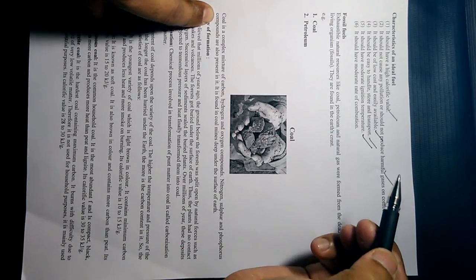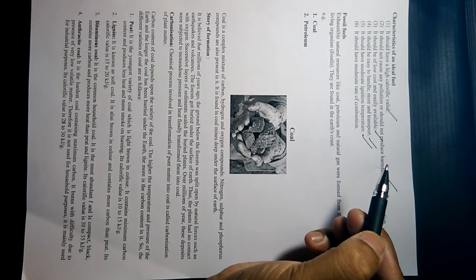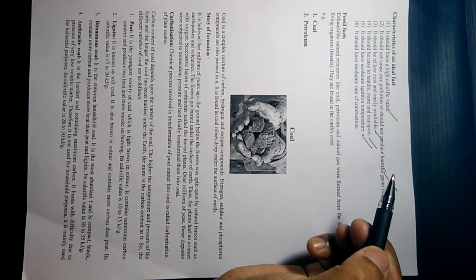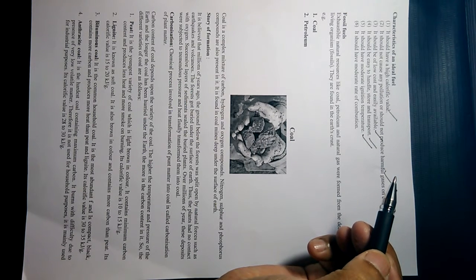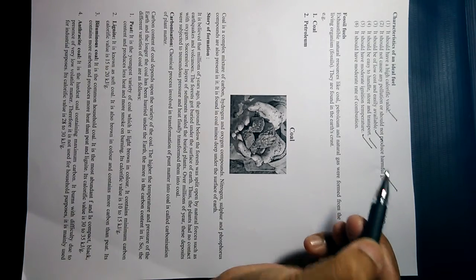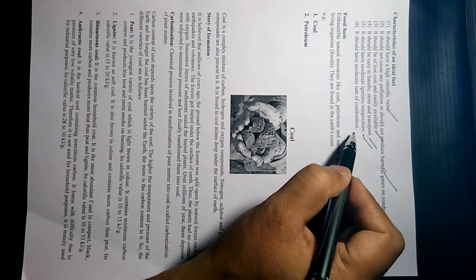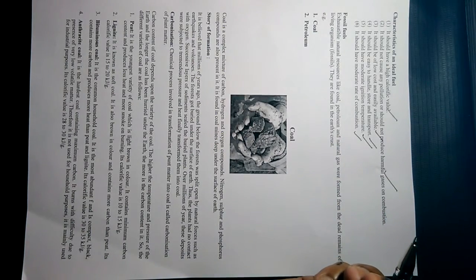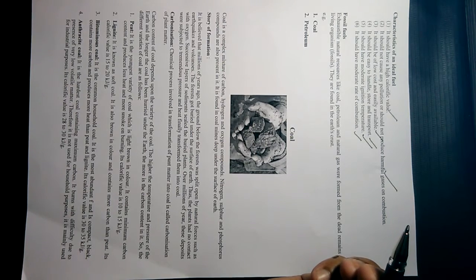Ignition temperature means the minimum heat required to burn the fuel. If the ignition temperature is high, then it is not easy to burn the fuel. If it is very low, then it will catch fire easily, so an accident can take place. So the ignition temperature should be moderate. And the last one is a moderate rate of combustion, meaning it should burn slowly, because if it burns at high speed, then a large amount of heat will be released that will not be of any use.